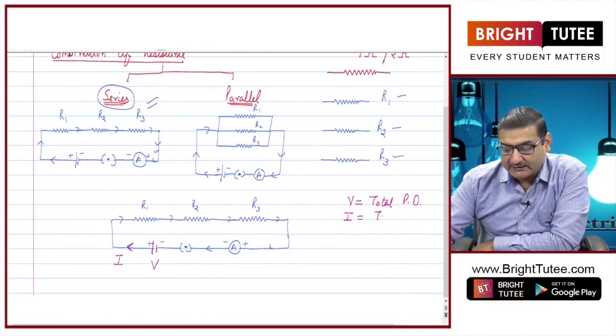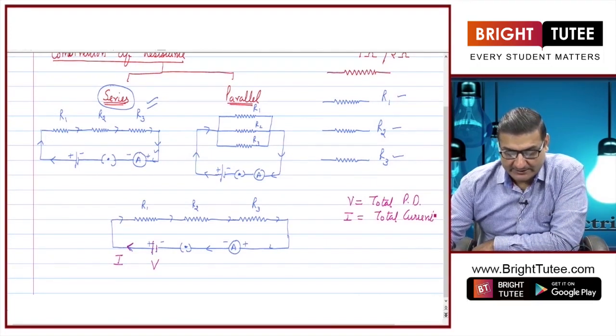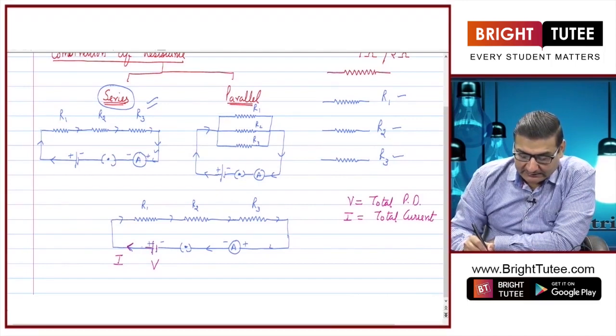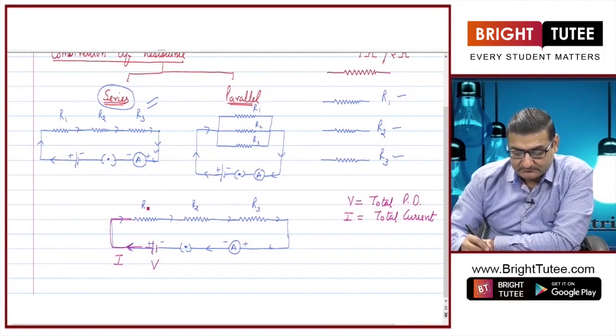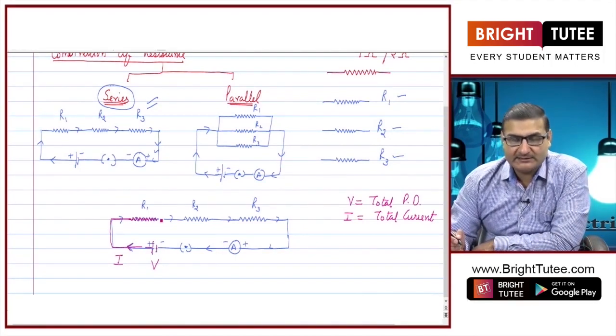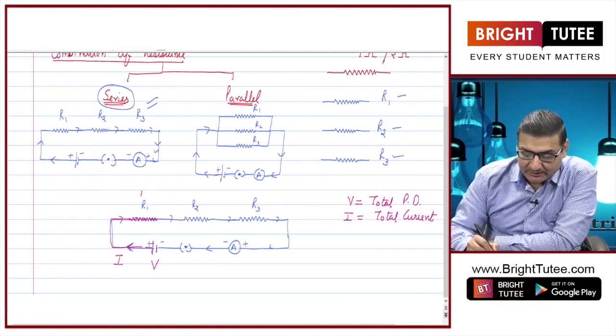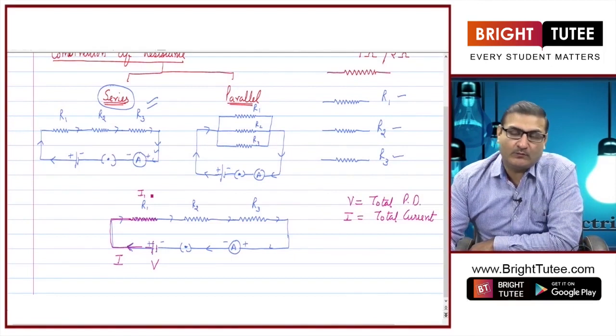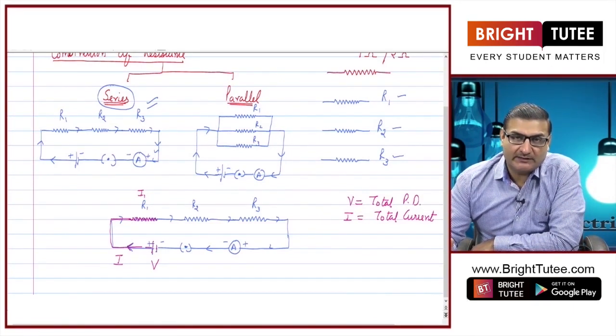So, I is the total current which is flowing in this particular circuit, right. Now, when the current is going to flow in this circuit, current is the flow of electrons. This current will flow through this R1 resistance. So, let the current flowing in this first resistance be I1. This is the individual current which is flowing in the individual resistance R1.